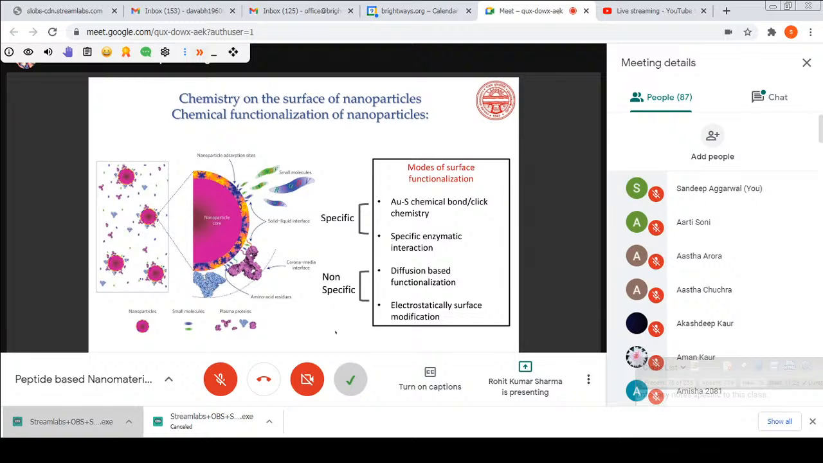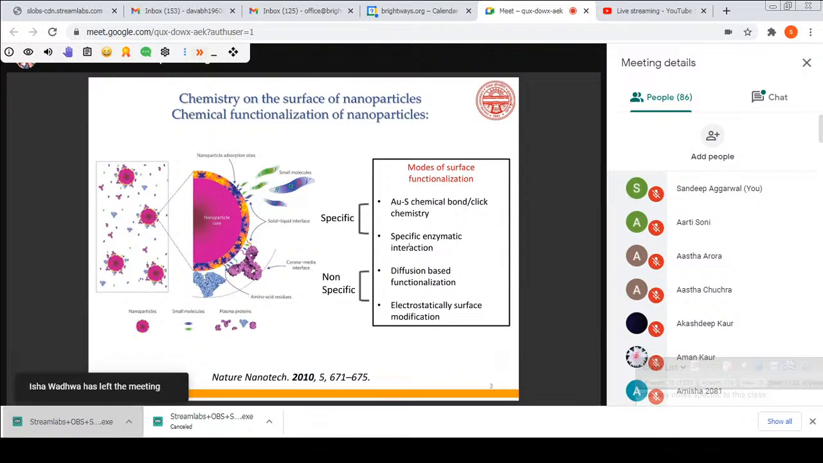What is important from the chemistry point of view is that you should understand what type of chemistry is there. Generally, for example, if we work on a gold nanoparticle system, then gold-sulfur interaction is very important, which leads to this type of nanoconjugate. Then there can be specific enzymatic interactions. Then there can be diffusion based functionalization, or direct electrostatic interaction, which is possible. So these types of interactions you have to understand, and then you have to build your nanoconjugate system.